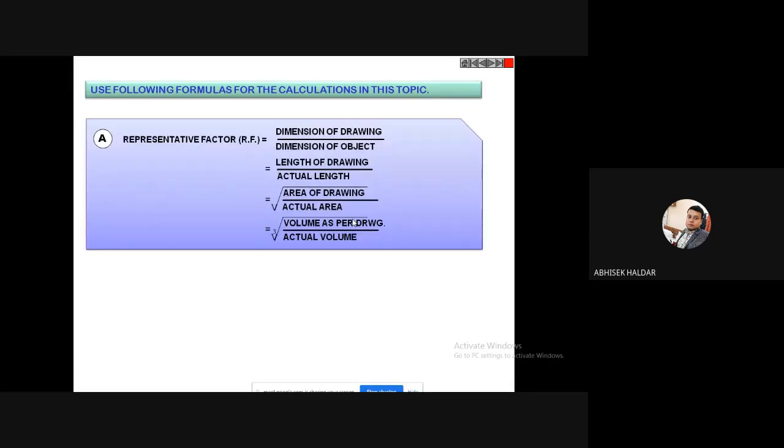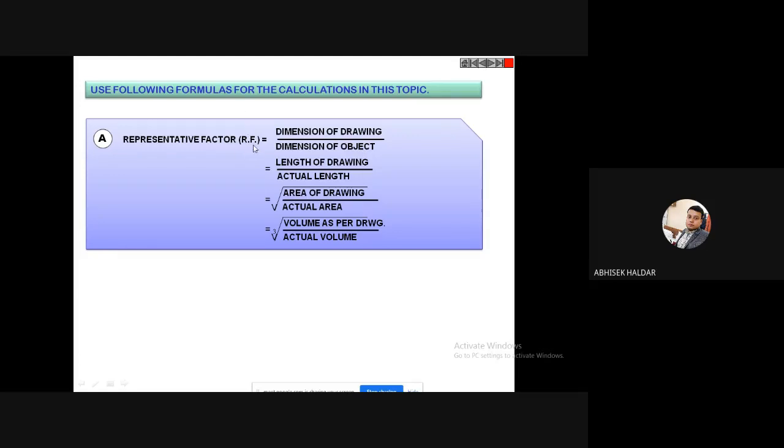Before that, you have to know some things, some very important steps. How to construct the scale? If anyone asks you, the first step should be to calculate this factor, the representative factor. What is this? You can see in the slide, it is nothing but the dimension of the drawing divided by the actual dimension of the object. These two things, the dimension of drawing and the dimension of the object, will be given in the problem. You have to calculate the RF first.